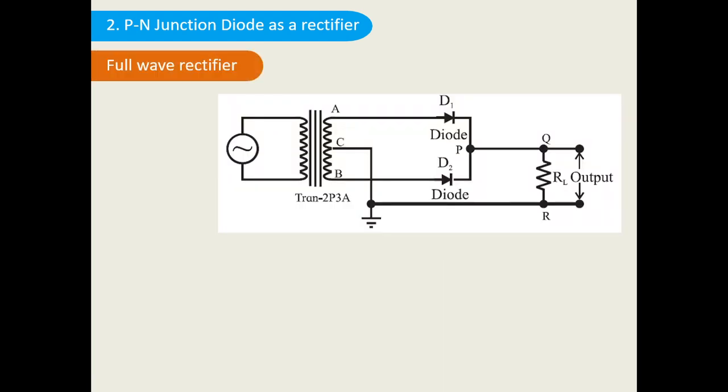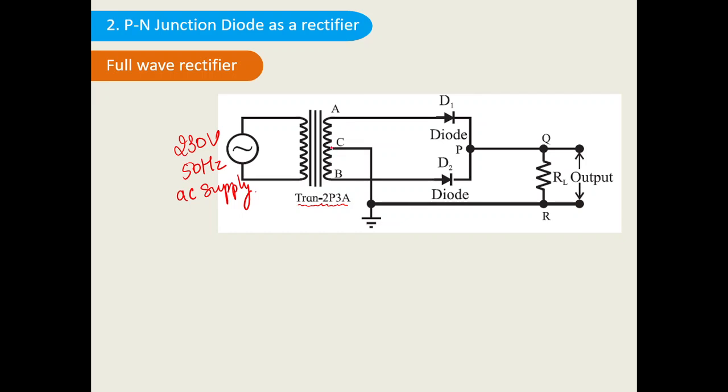So this is the circuit diagram of the full wave rectifier. This is the 230 volts, 50 hertz AC supply, the constant supply for India. Now this is the center tap transformer. The name of the transformer is also given to you, 2P3A. This is the center tap transformer.